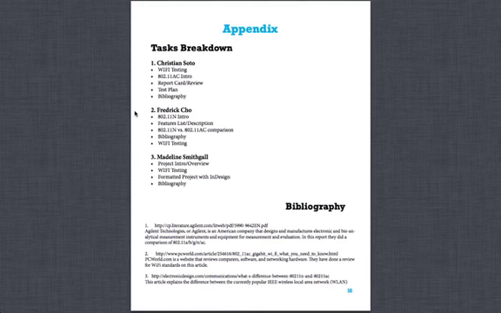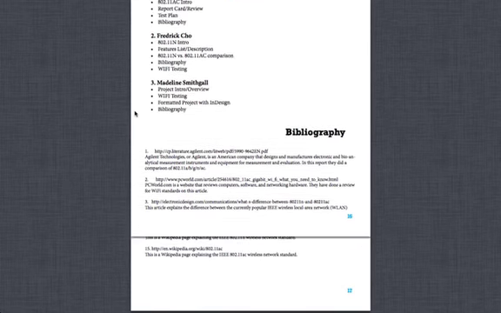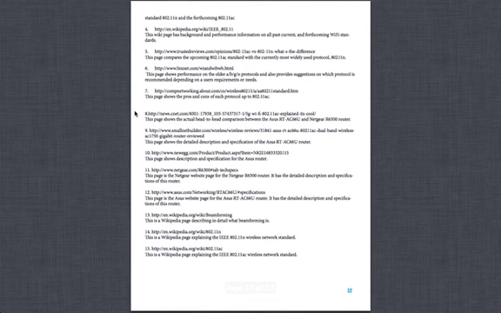And this is the appendix, which just breaks down what each of us did, and the annotated bibliography, listing the websites we used, with a description for each website and what kind of information we got out of each one.